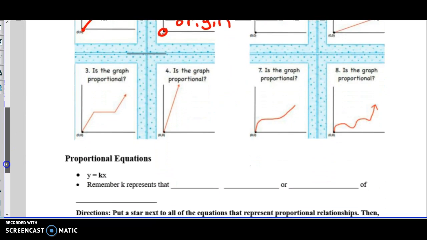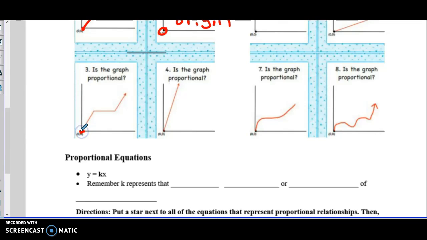Example 3, even though it starts at the origin, it's not proportional because it is not one straight continuous line. It's increasing, then it's constant, and then it starts to increase again. So I did not have one straight continuous line, therefore it's not proportional. So let's put not continuous. Example 4. Example 4 is proportional. It meets my two requirements. It's at the origin, and it's one straight continuous line.